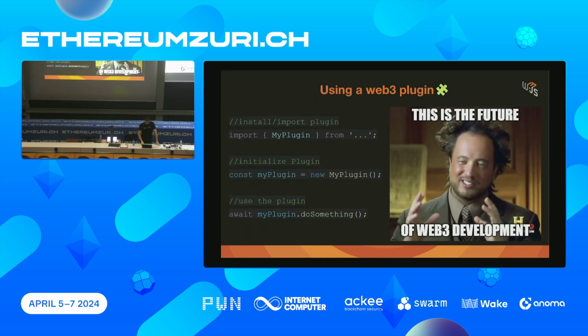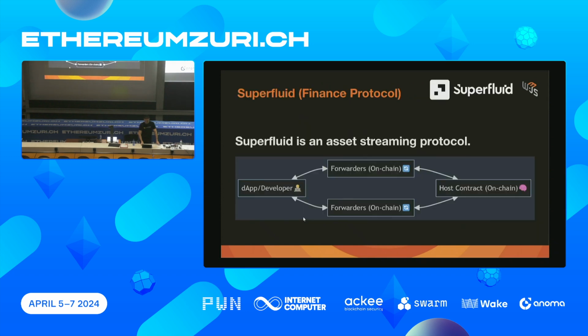So this is how simple it is to use the plugin. We just need to import the plugin. We initialize the plugin just by typing new MyPlugin, and then we can use the different methods that we have in the plugin. In this case, myPlugin.doSomething. So it's really simple, and it's giving a lot of easier usage for developers.